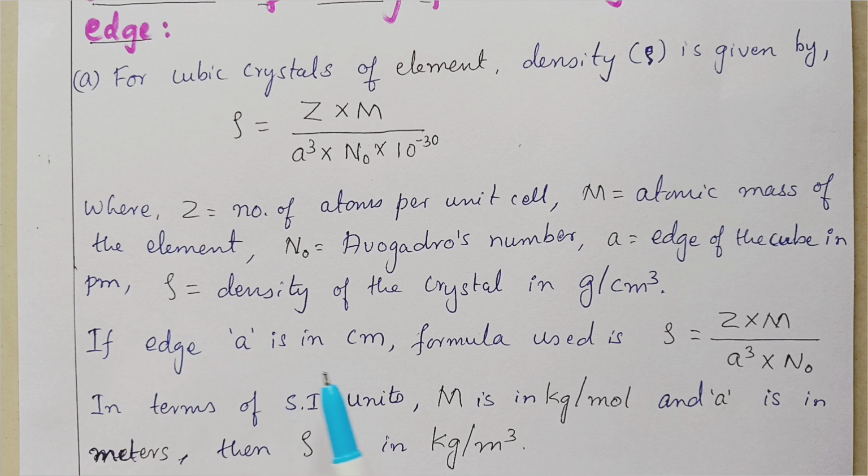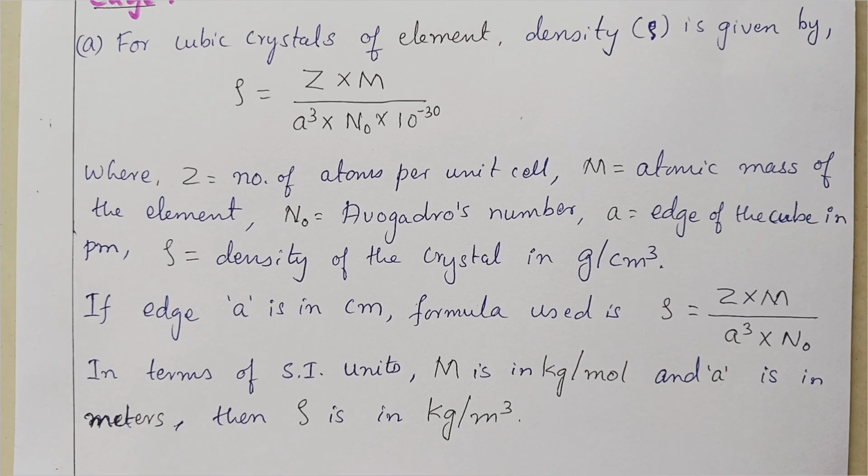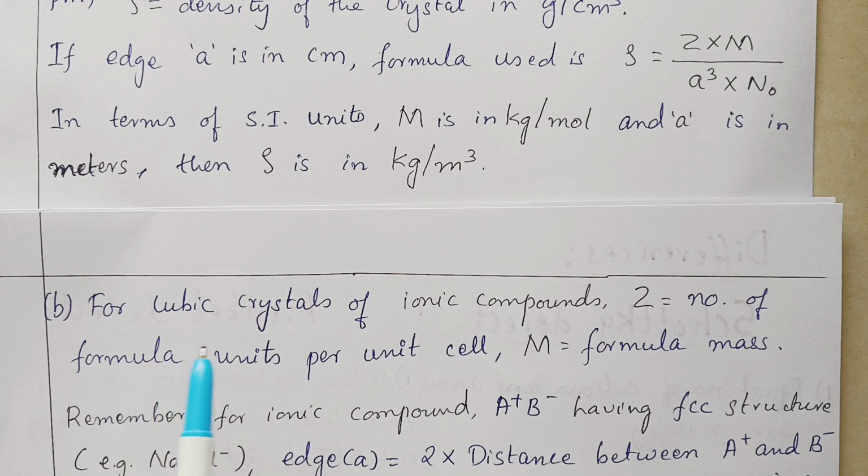Now, if edge a is given in centimeter, then the formula used would be rho equals Z into M divided by a cube into N naught. In terms of SI units, M is in kg per mole and a, the edge length, is in meters. Then rho is in kg per meter cube. So this is the unit. For cubic crystals of ionic compounds, Z would be equal to the number of formula units per unit cell and M would be the formula mass.